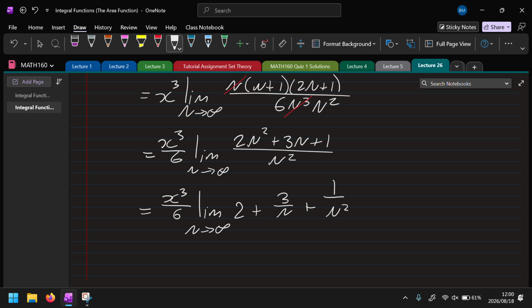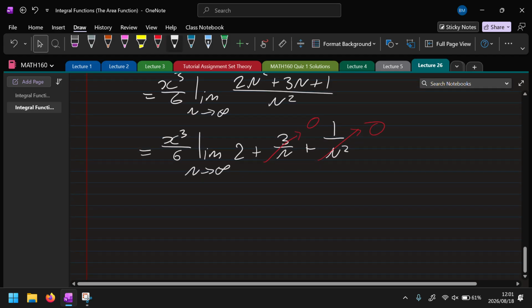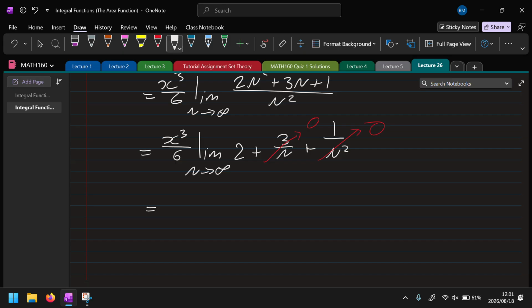If we did everything correct, anything with n will immediately go to 0. So everything's fine. There are no n's at the top. The only n's are at the bottom, so all of that goes to 0. Now we just have the limit of 2. That's just 2. 2 over 6 will be 1/3. So we have 1/3 x cubed.